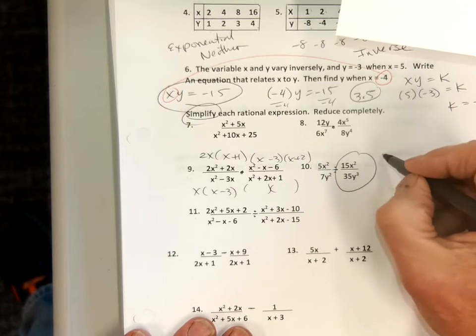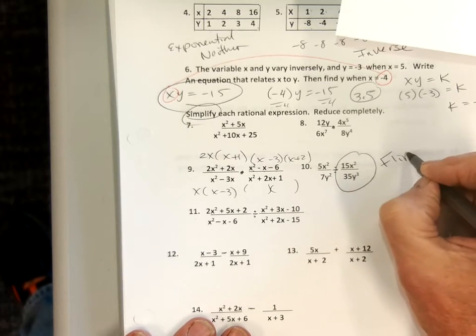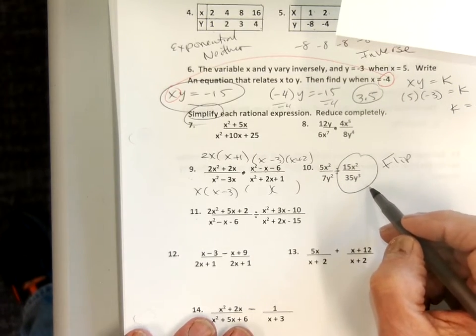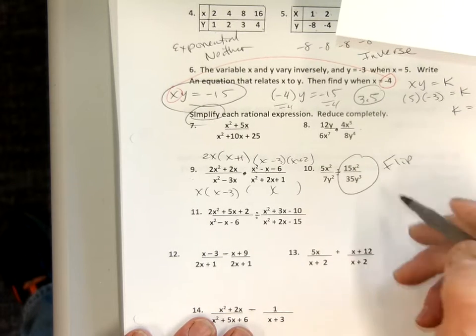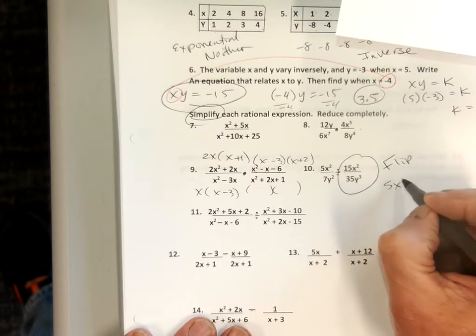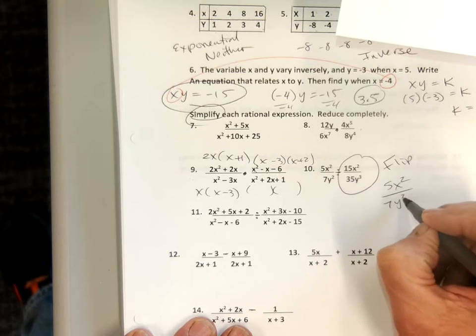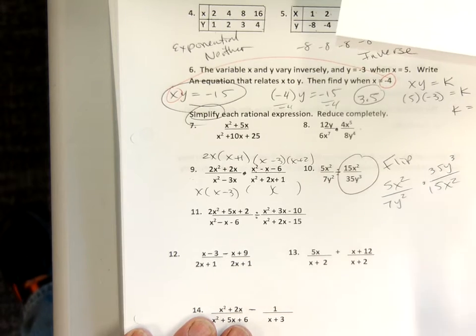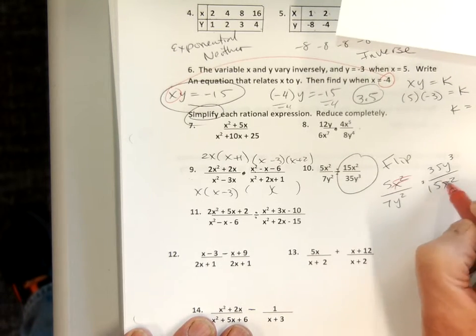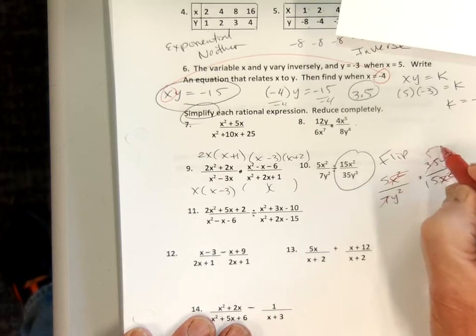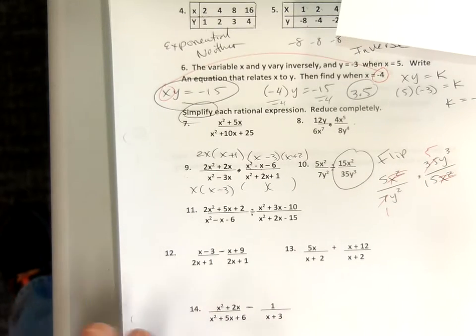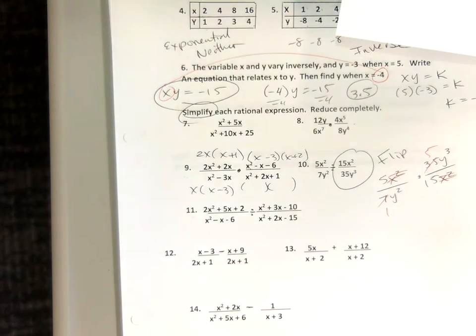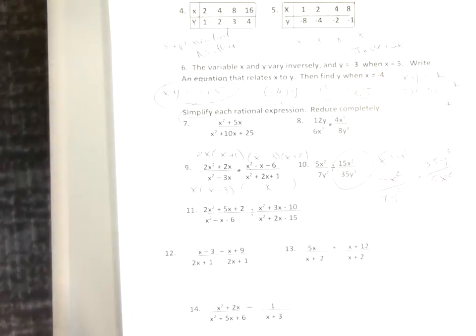10, you've got to flip the second fraction. And then it's going to be like 8, where you cancel, cancel, cancel, cancel. So you've got your 5x squared, or 7y squared times 35y cubed, over 15x squared, and right, cancel, cancel, cancel. You guys know how to do this. But I want you to do this, not me. I'm just setting you up so you guys can do this, okay?